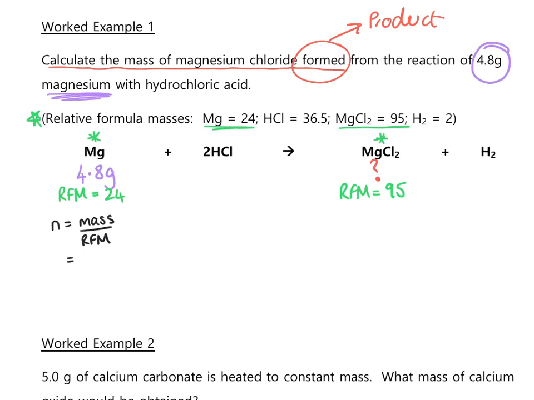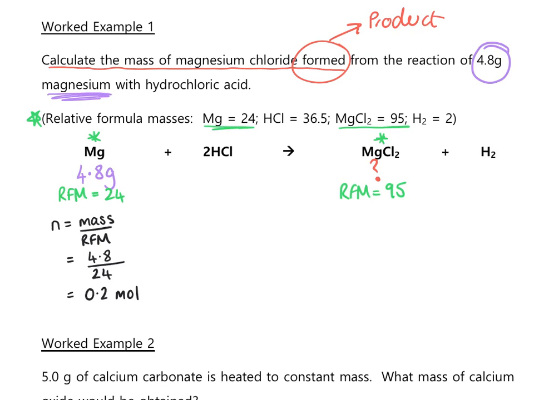So the mass of magnesium is 4.8. Again, remember to check that that's in grams. And your RFM is 24. So I'm putting into my calculator 4.8 divided by 24. And make sure you have your calculator and do these along with me. That gives you 0.2 moles. And you can just abbreviate that to mol, 0.2 moles. So 4.8 grams of magnesium is equivalent to 0.2 moles.